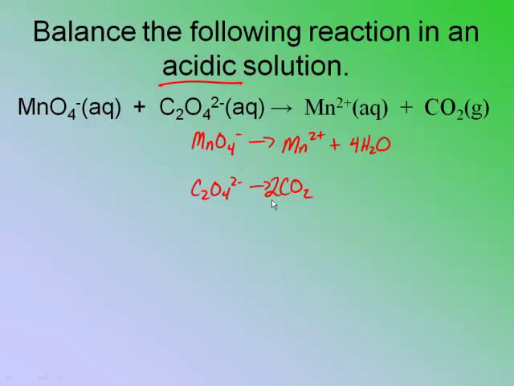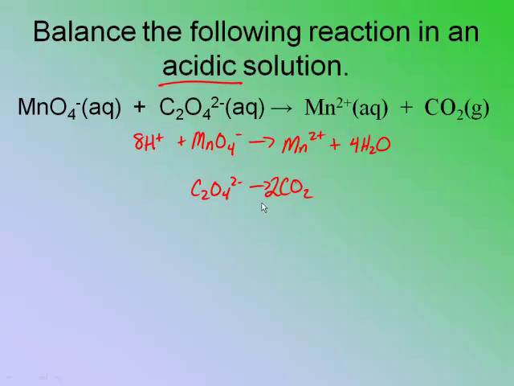Next step, balance hydrogens by adding H+. So I look on the left, no H+ on the left, 8 H+ on the right because it's 4 times 2. So I'm going to add 8 H+ to my left-hand side to balance it out. Now I'm going to do it on the second reaction. Well, there's no hydrogens on the left and no hydrogens on the right, so I don't need to add any H+. So I skip to my second to last step.